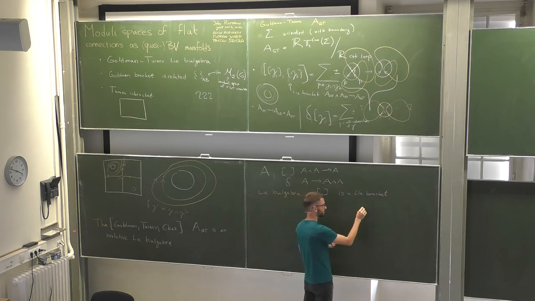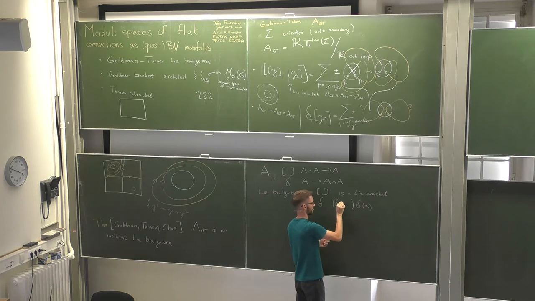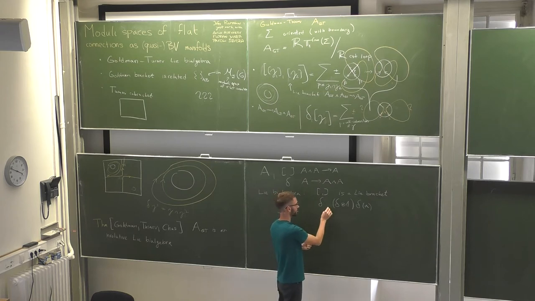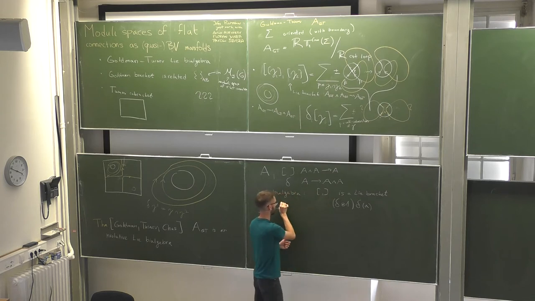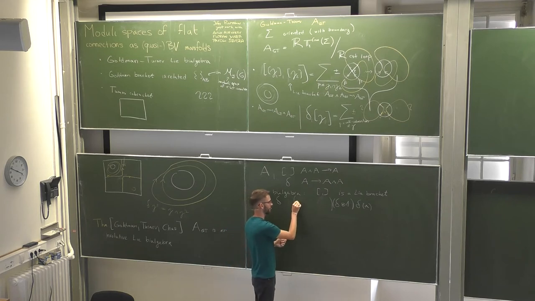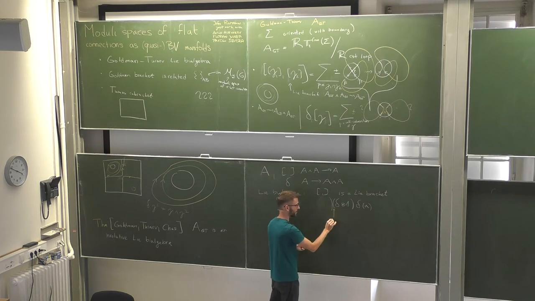You take an element, and you apply delta on it, and then you apply delta again on the first component, for example. Okay, sorry. Please. And now you do the following. So here you get a result in A.